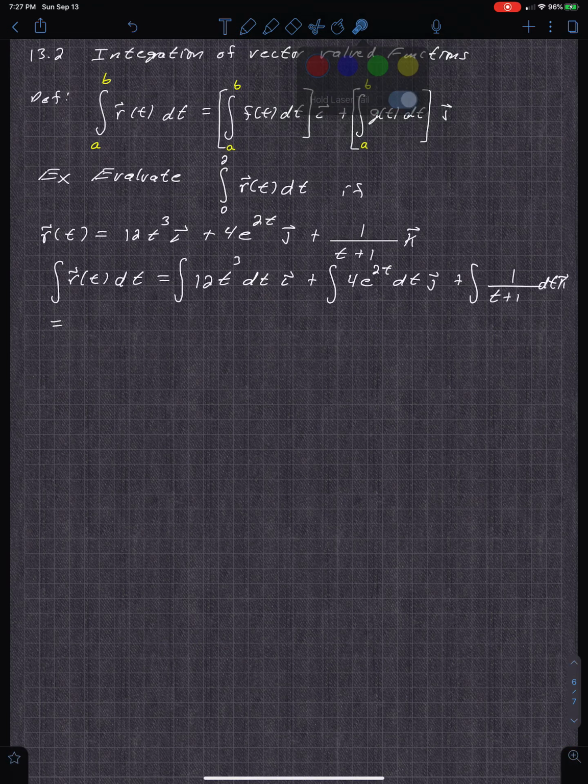This is just a polynomial, right? Add 1 and divide. This is an exponential, so you just do u is equal to 2t, du is 2 dt. So you get the 1 over 2. And then the integral of e to the u is just e to the u, like we know that. And then what is this one? That's the ln absolute value.